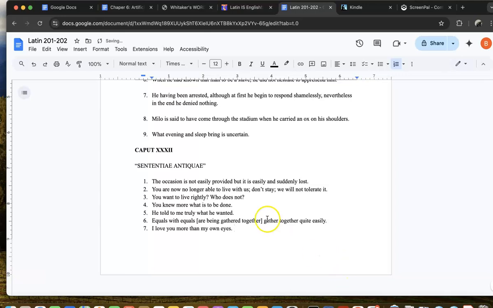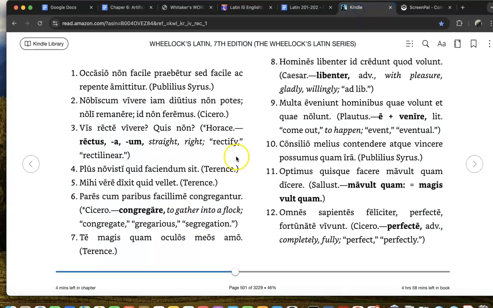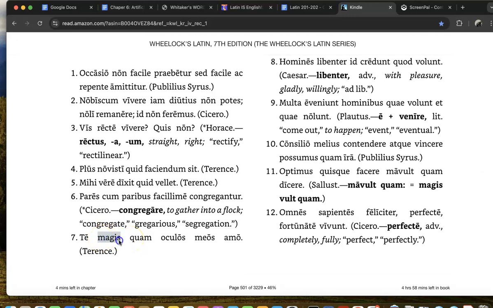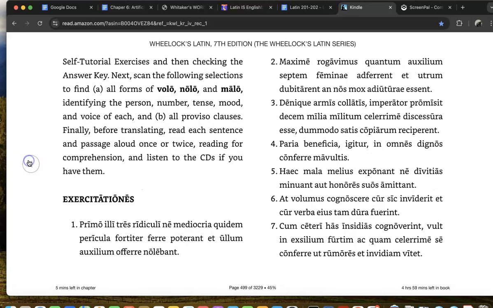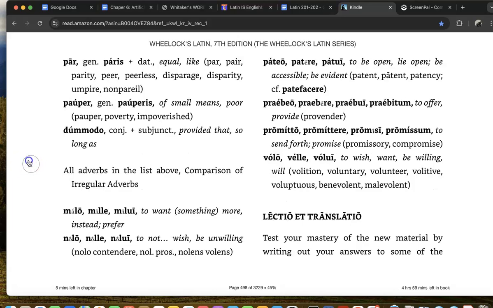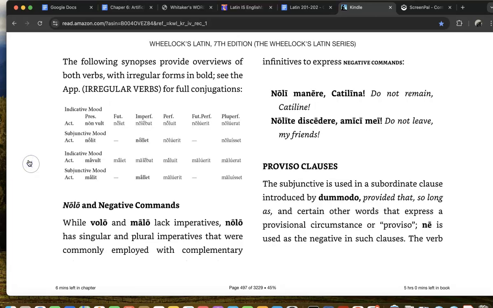So I've already made that interpretive shift because then my eyes myself doesn't make any sense in English. I love you more than my own eyes. Even this one is very literary. What does that even mean? Well, let's talk about some of the grammar points first, too. So here we have the comparative magis, which is in our book here. See if I can readily find it.